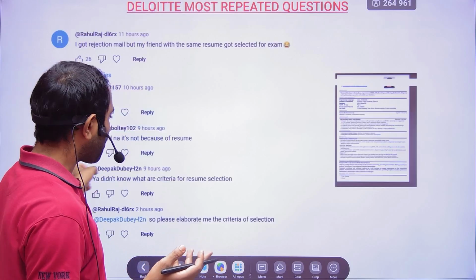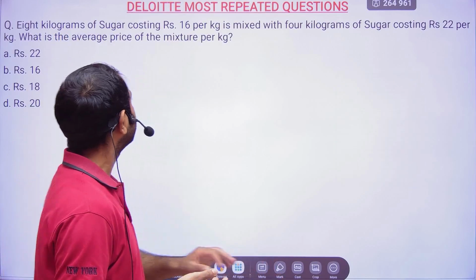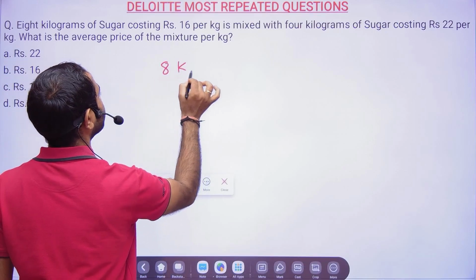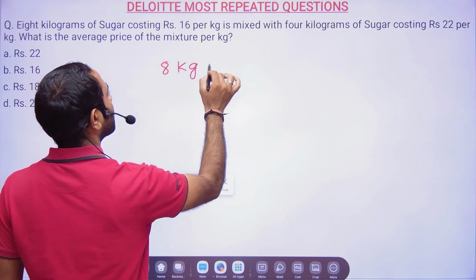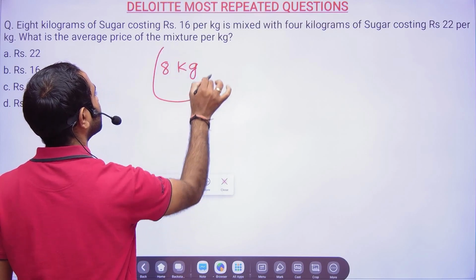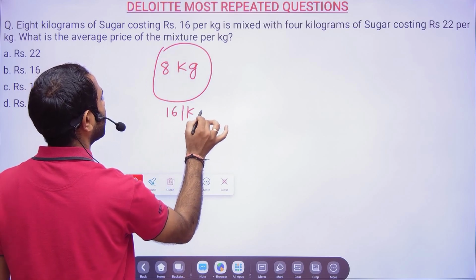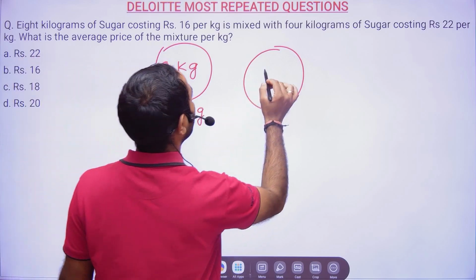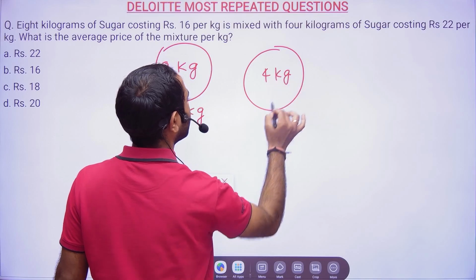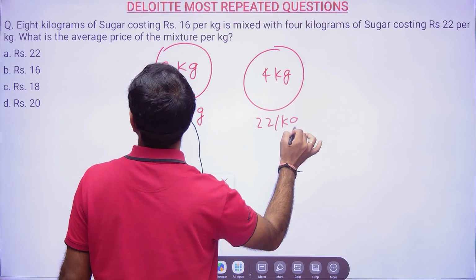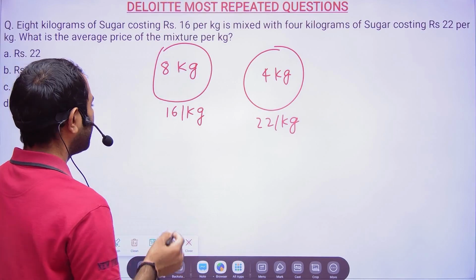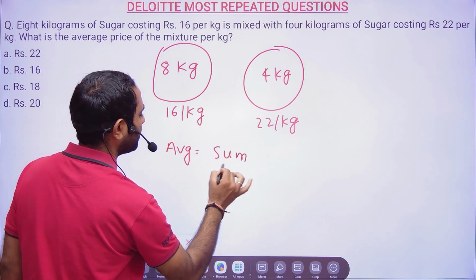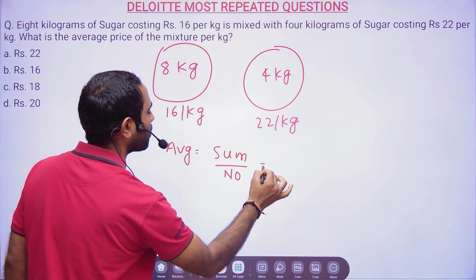Anyway, now question number 1 says 8 kilograms of sugar costing, the price is 16 per kg. And then they are telling 4 kilograms of sugar costing 22 rupees per kg. What is the average price? It's very simple, friends. Average will be nothing but sum divided by number. Same thing will hold good here also.